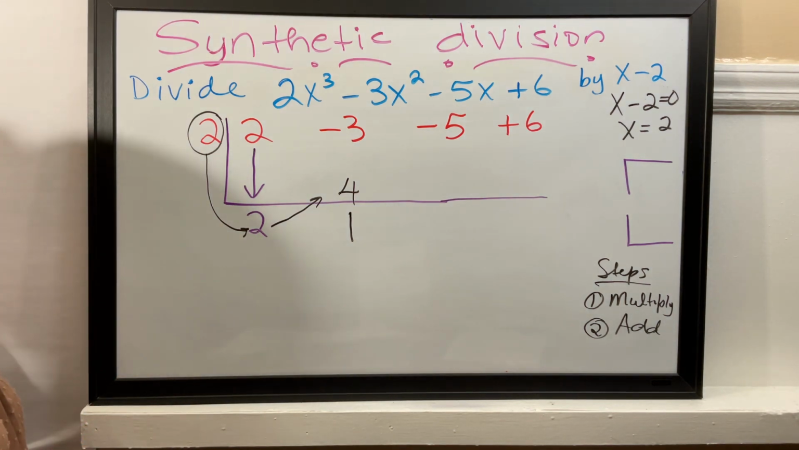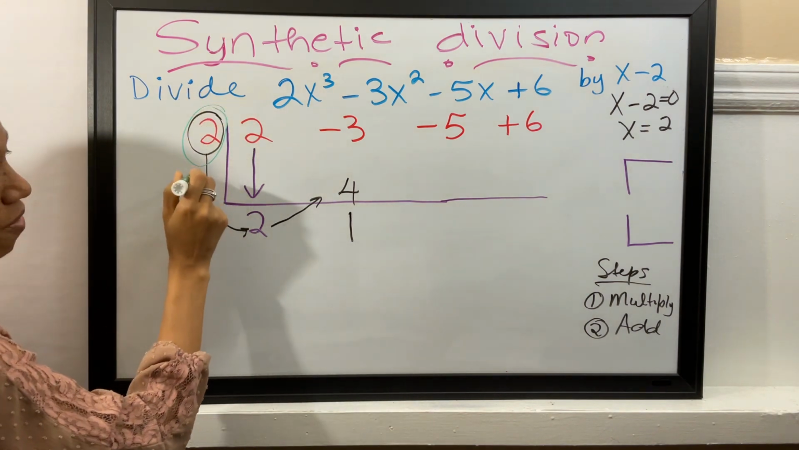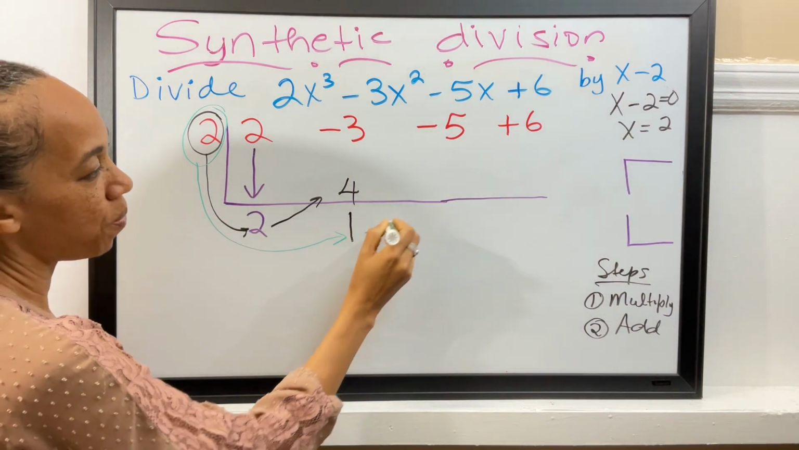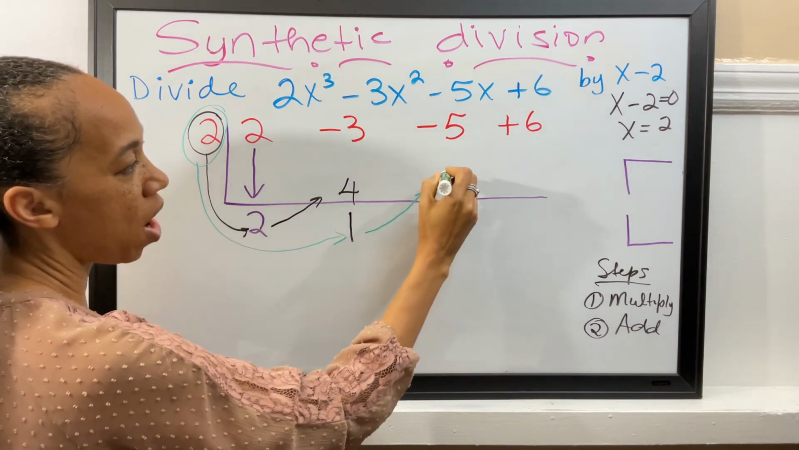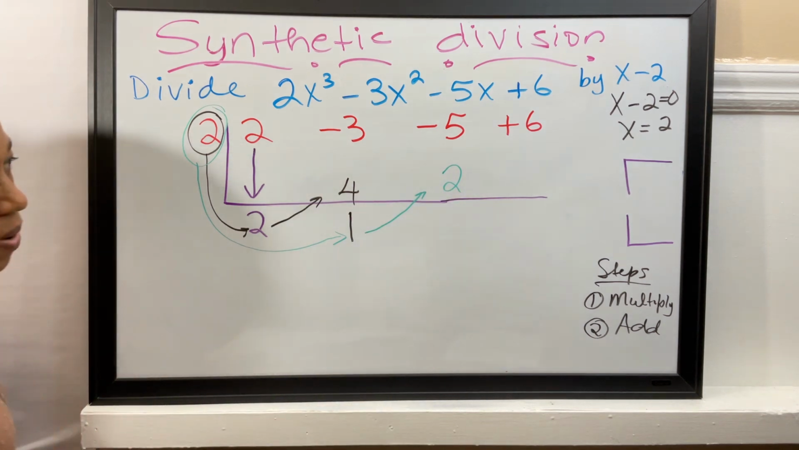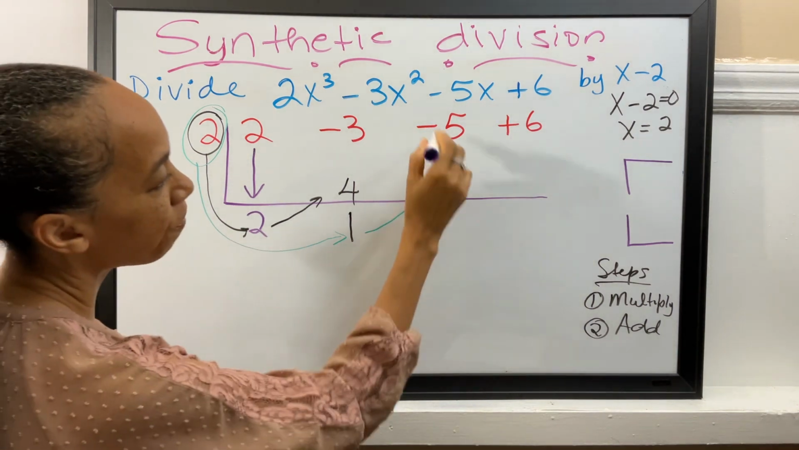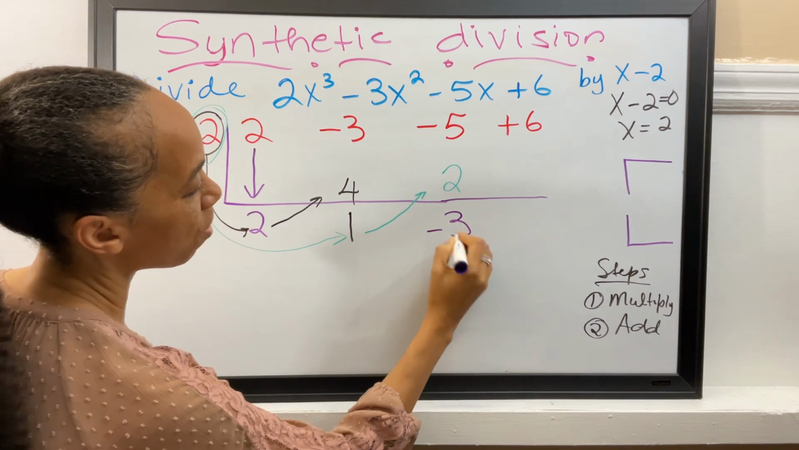Then the next thing that you're going to do, you're going to take that 2 right here on the outside, from the divisor, multiply by the 1 and place that value right here underneath the next term. So 2 times 1 is going to be 2. Now you're going to add. When you add these, it's -5 plus 2, you're going to get -3.